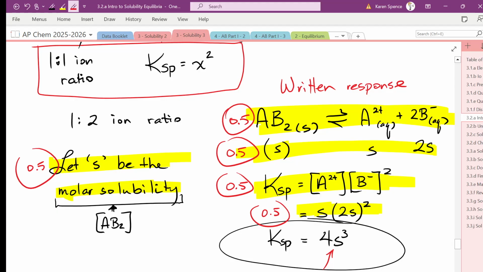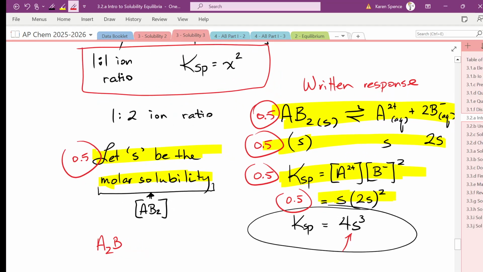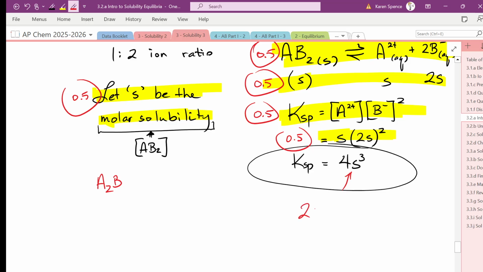All right. So let's take a look then at what we are looking at today. Oh, and by the way, would it be any different if I had A to B, a 2-to-1 rather than a 1-to-2? It would still be the same. Anytime you have a 2-to-1 or 1-to-2, then KSP is 4x cubed, or 4s cubed as you prefer.